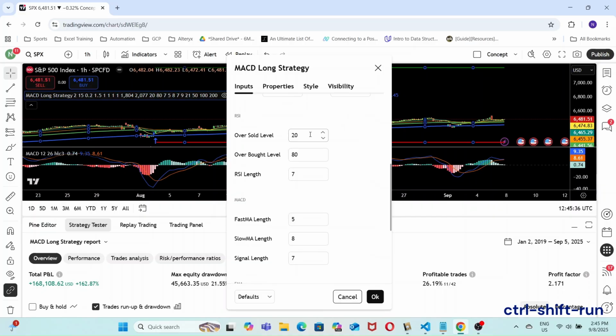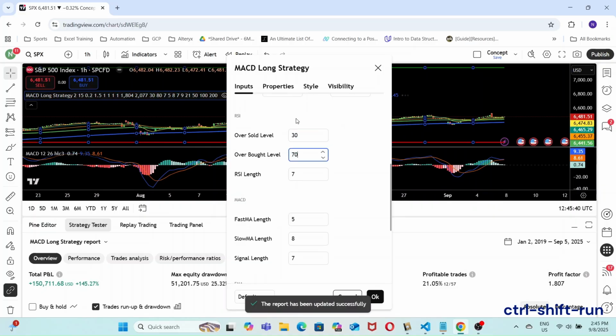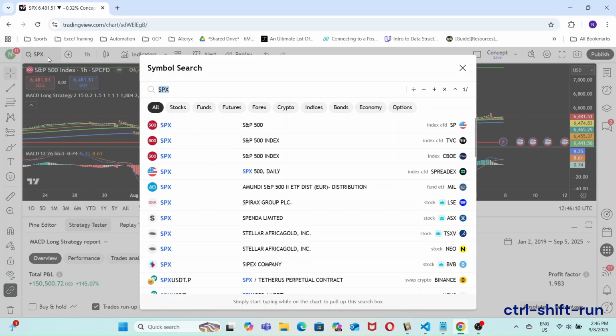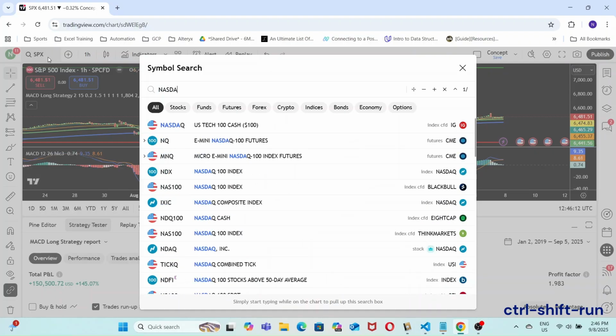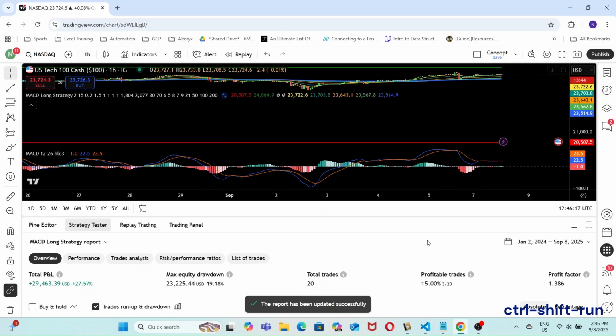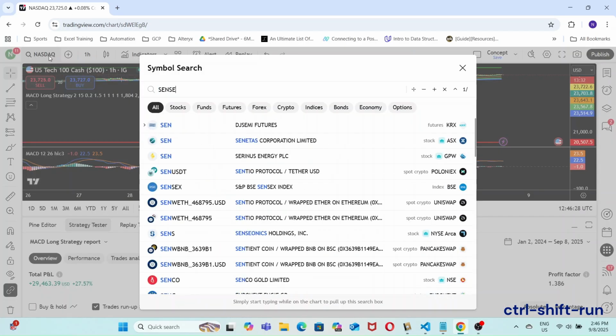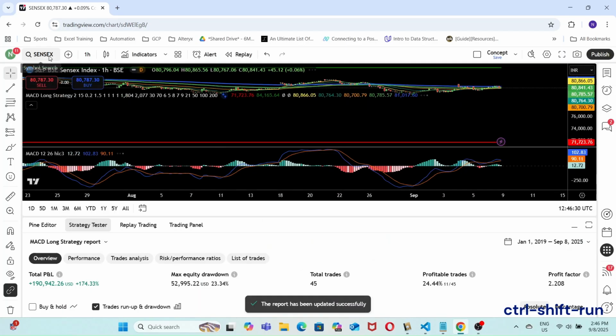For RSI, you can change it to 30/76 or keep it at 20/87, it is not a big difference. Some RSI settings might be more profitable than this, but I'm always wary of overfitting. We switch to the Nasdaq now. And as you can see, it is profitable again. Switching to the Sensex, we see that these indicator settings are profitable for trading it as well, with a huge profit factor.